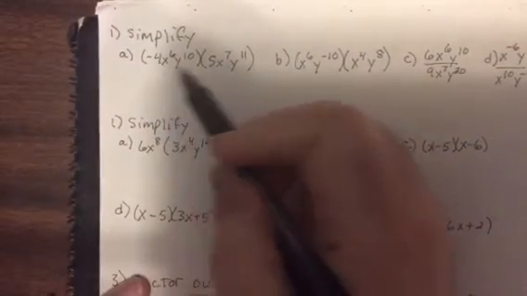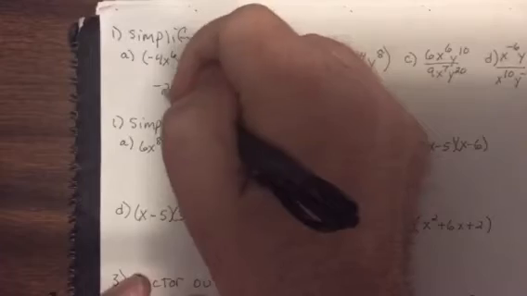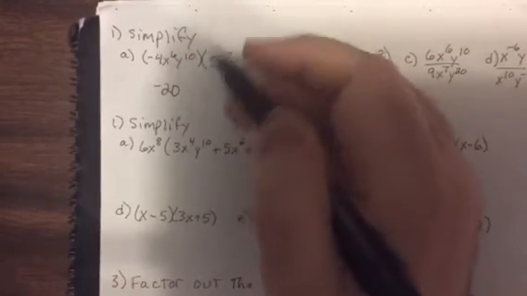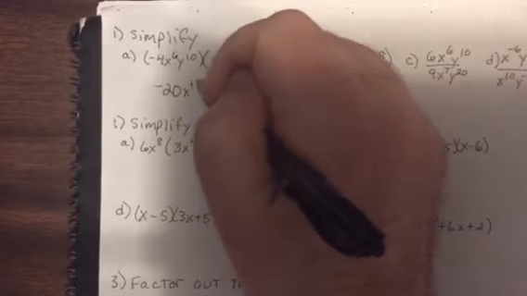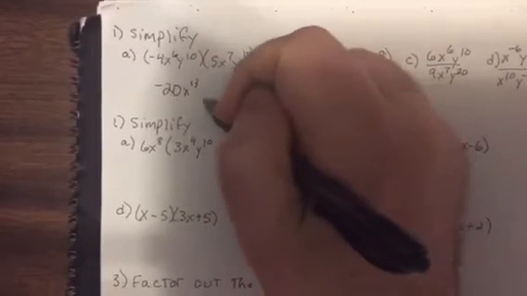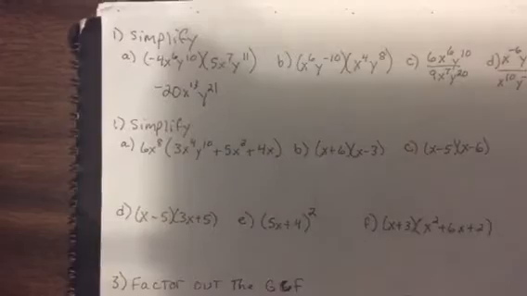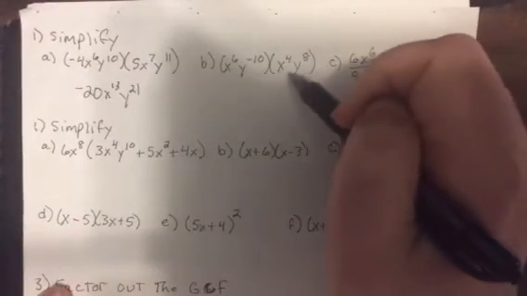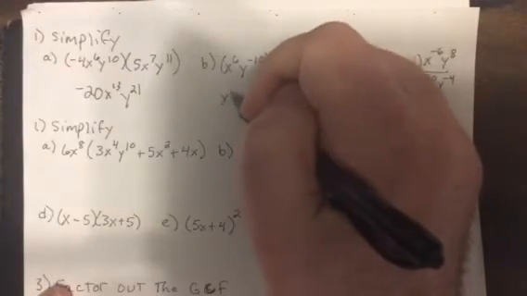But here we go. Negative 4 times 5 is negative 20. x to the 6 times x to the 7. When you multiply two things with the same base, you add the powers. So that would be x to the 13th. Ooh! Next one. x to the 6 times x to the 4th is x to the 10th.